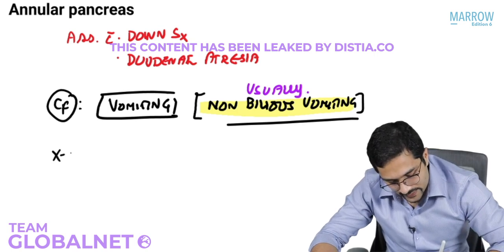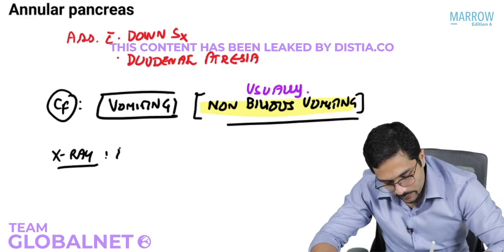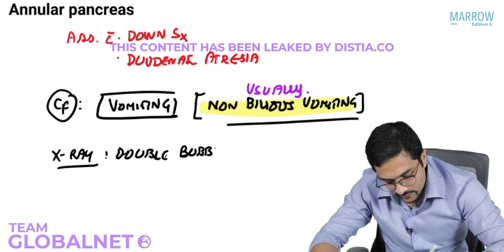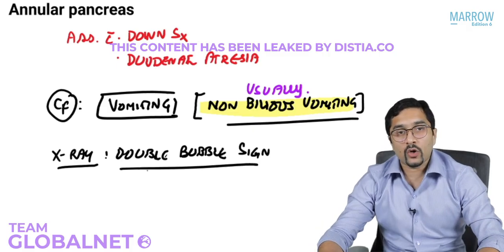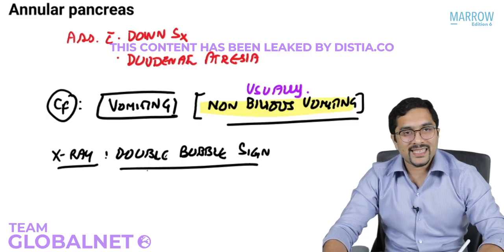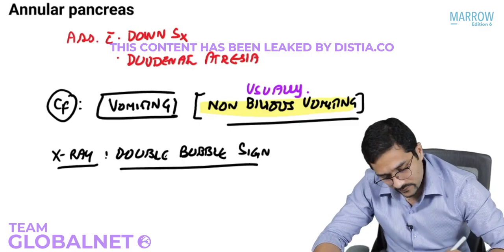Now, if you do an X-ray in these patients, you can see the double bubble sign. Where else did we see the double bubble sign? Correct. We saw the double bubble sign in duodenal atresias, but it can be seen in annular pancreas as well.